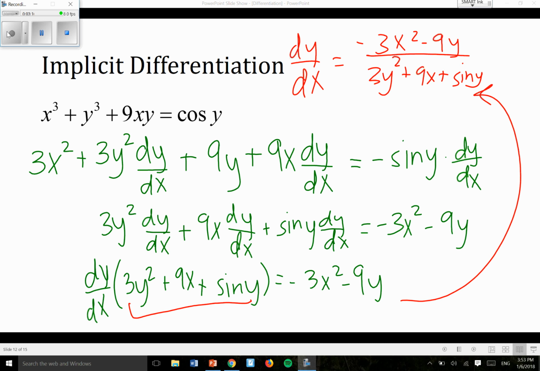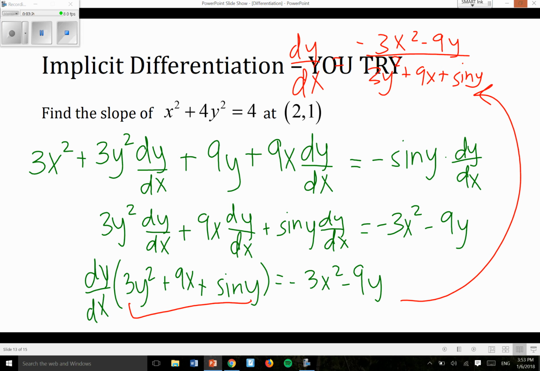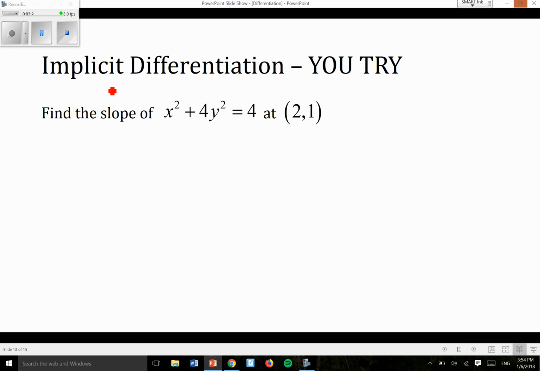So implicit differentiation, a little bit of work, but very procedural. You're just using that chain rule over and over again. Next, I'm going to give you one to try. So I'm actually not going to work this one out at all. I would encourage you to pause the video, work this one out on your own, and when you unpause the video, I'll put the answer up in the bottom right-hand corner.